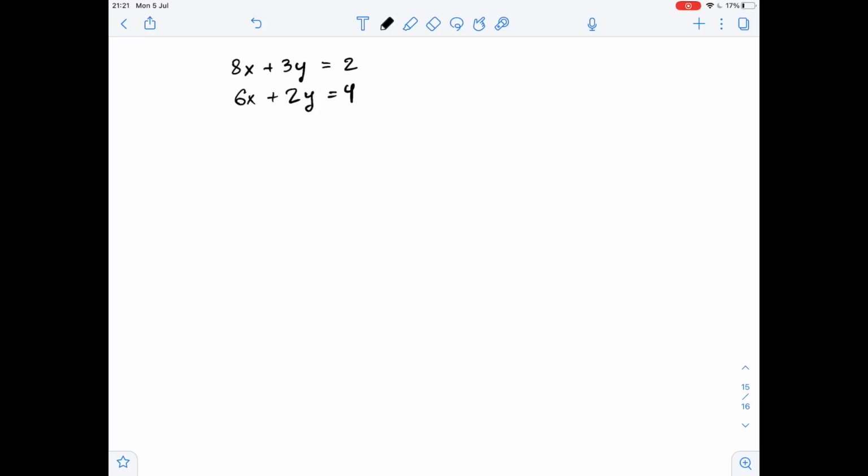So we need to solve the simultaneous linear equations using the matrix inverse method. These equations can be shown in matrix form as the matrix of coefficients [8, 3; 6, 2] times the matrix of solutions [x; y] equals the matrix of constants [2; 4].